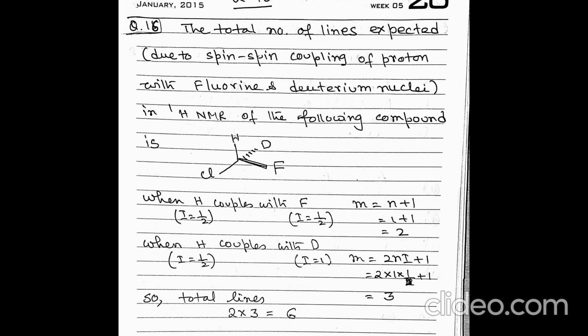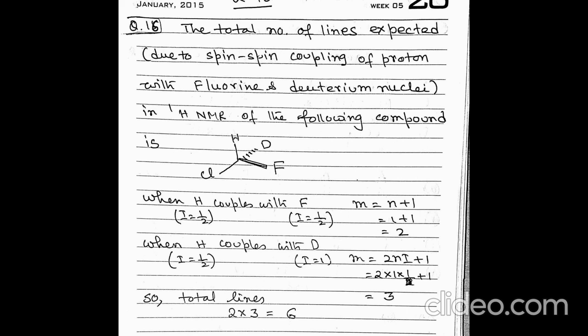Now the question is: calculate the total number of lines expected due to spin-spin coupling of proton with fluorine and deuterium in 1H NMR of the following compound. This compound contains only one hydrogen, so only one signal will come. That signal will split because of the heteronuclear coupling with deuterium as well as fluorine, and after that we have to calculate the total number of lines present in that multiplet.